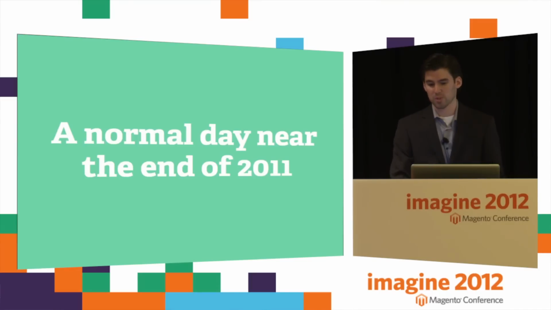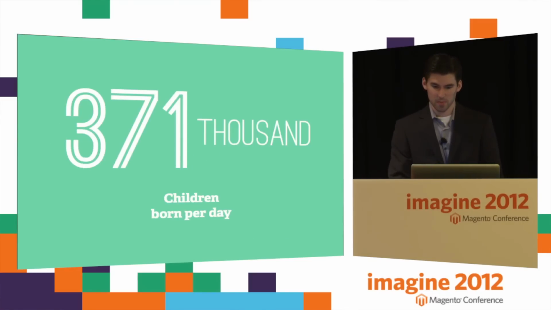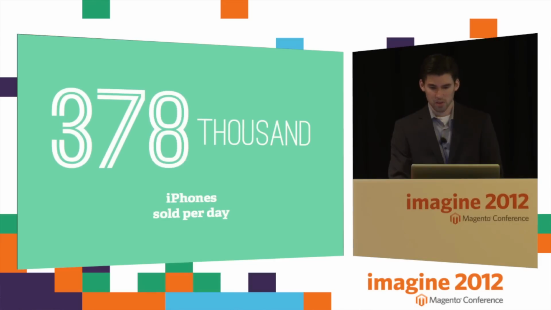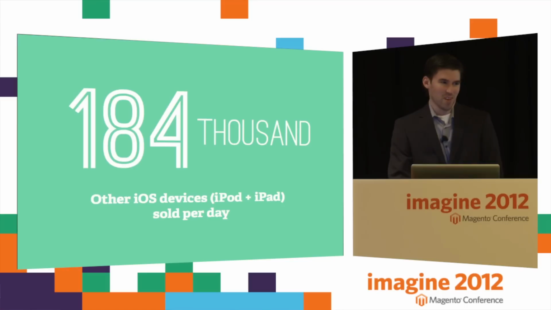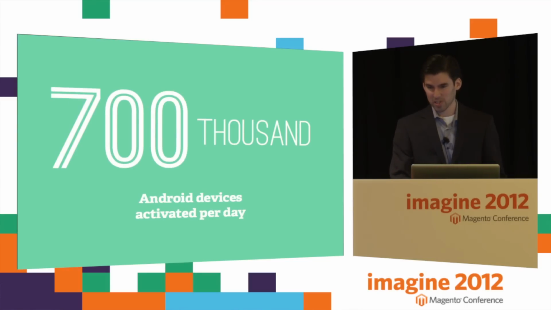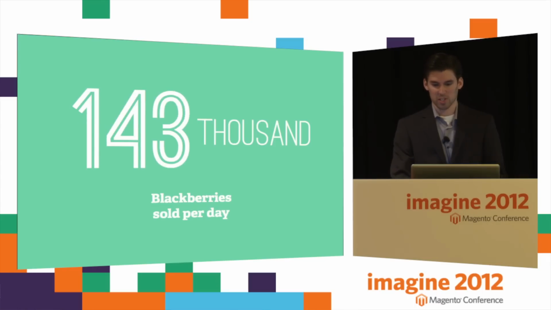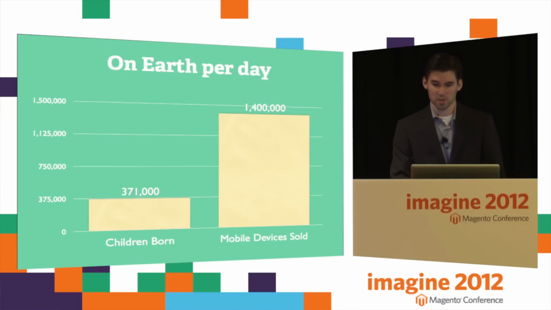That's global. Let's look at a 24-hour span near the end of 2011. This is the number of children born, 371,000. In the same day, there were 378,000 iPhones sold. There were 184,000 other iOS devices, Android devices activated, Nokia smartphones, BlackBerries. That's 371,000 children versus 1.4 million new devices every day.